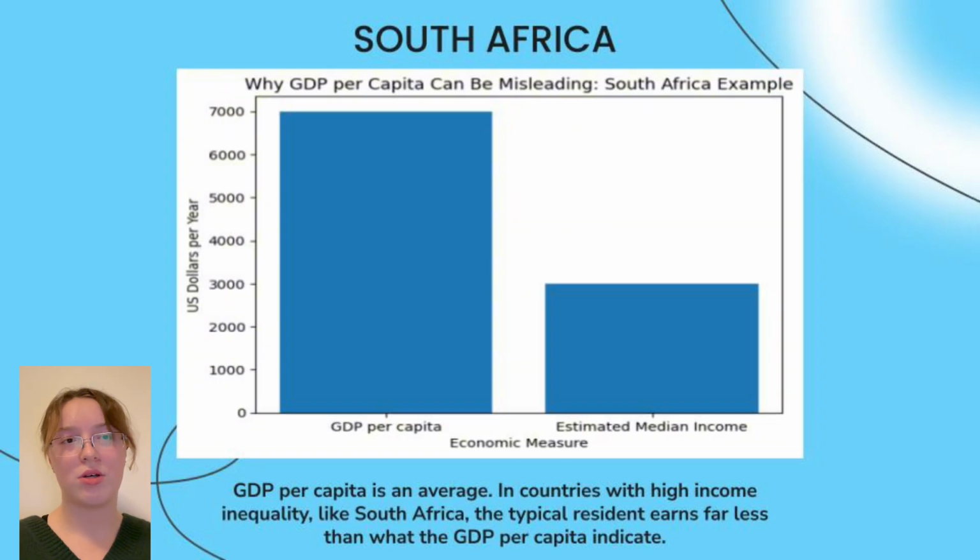A relatively small group of people earns a large share of the country's income, which raises the average. Meanwhile, many residents face low wages, unemployment, and limited access to services. Because of this inequality, GDP per capita overstates the standard of living for the typical resident. The economy may look strong on paper, even though many people are struggling in daily life.